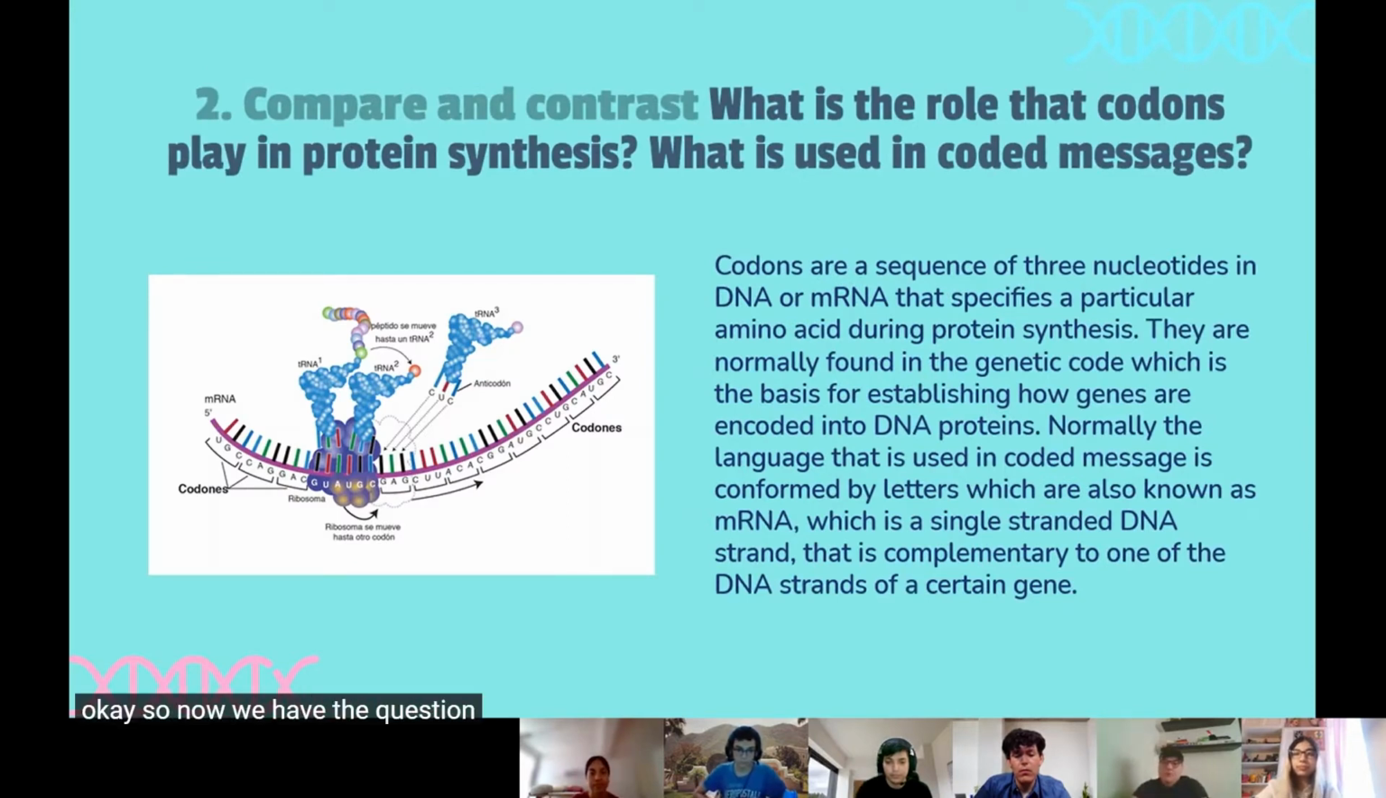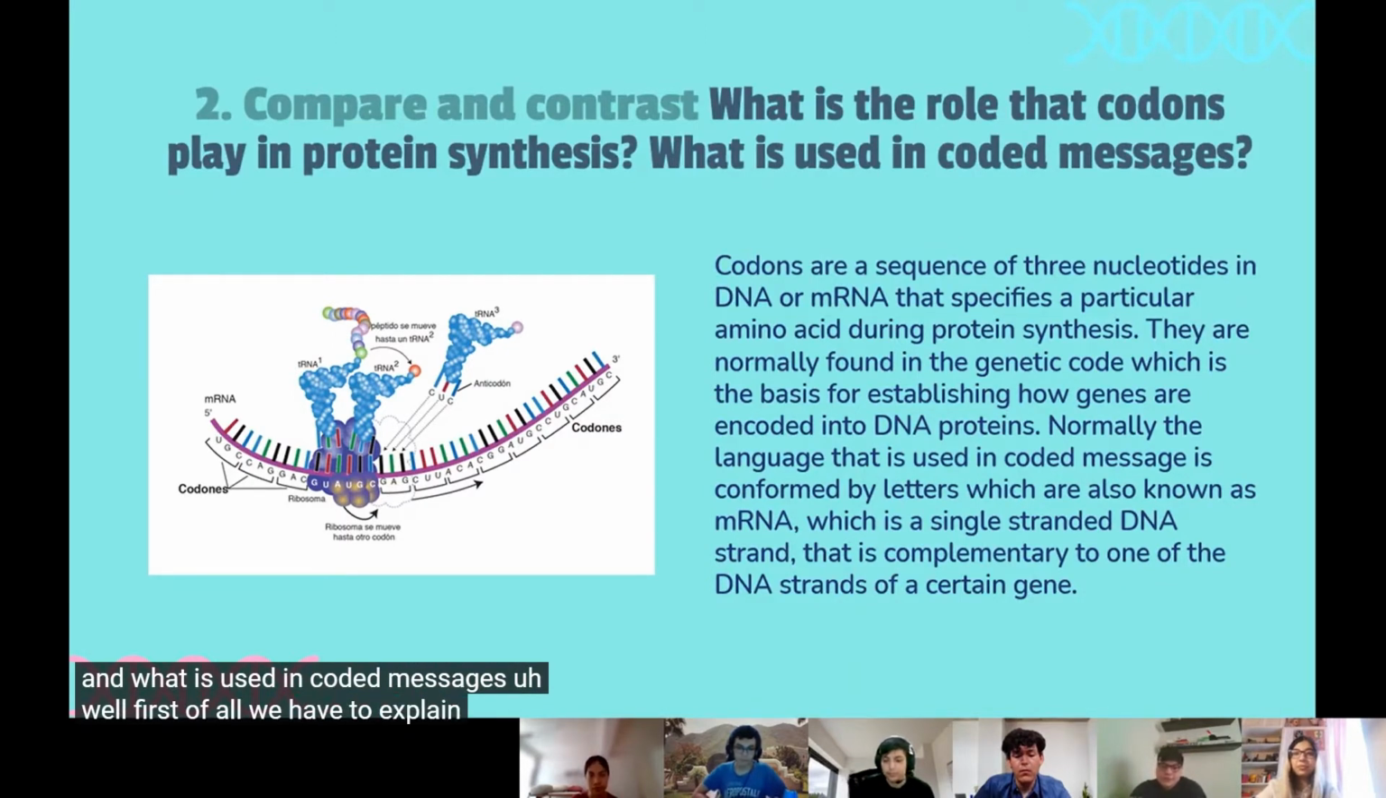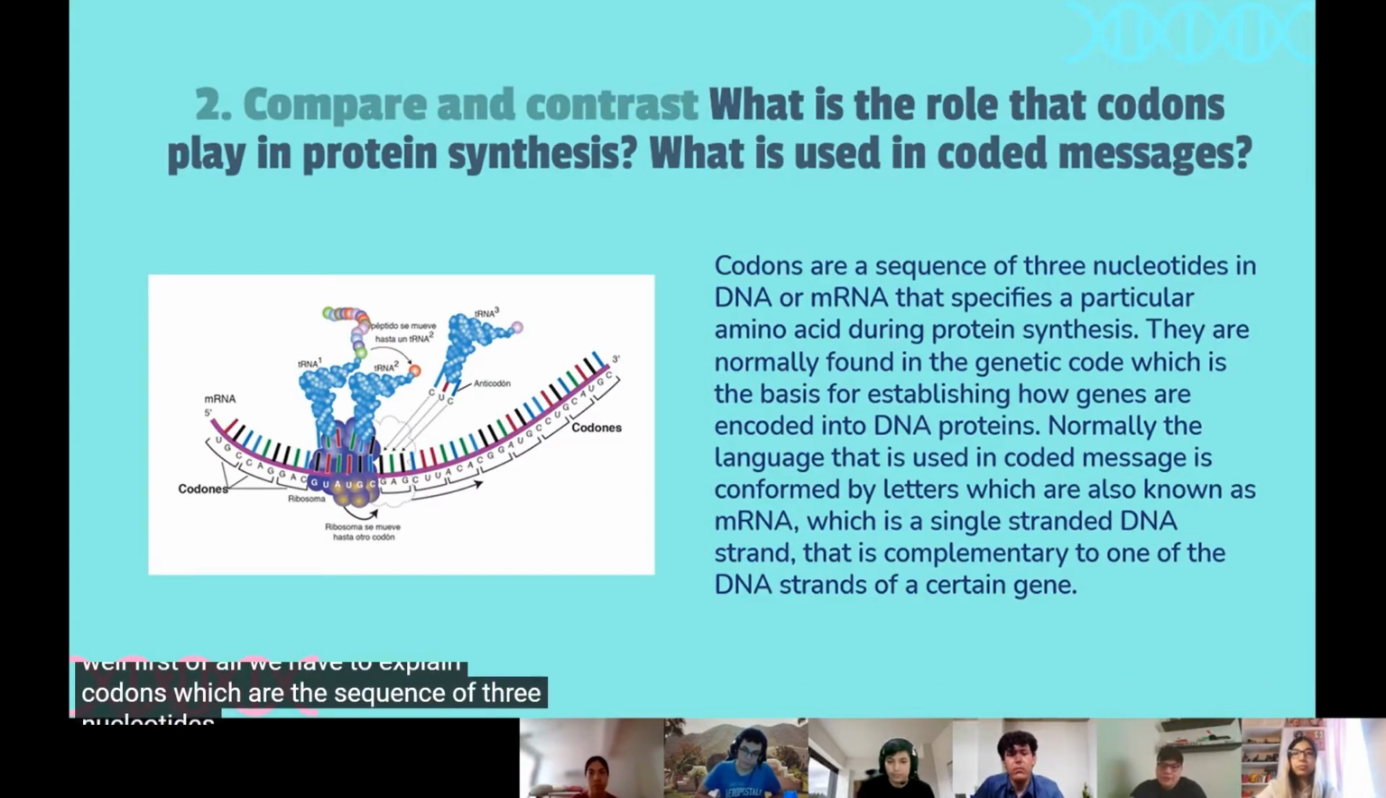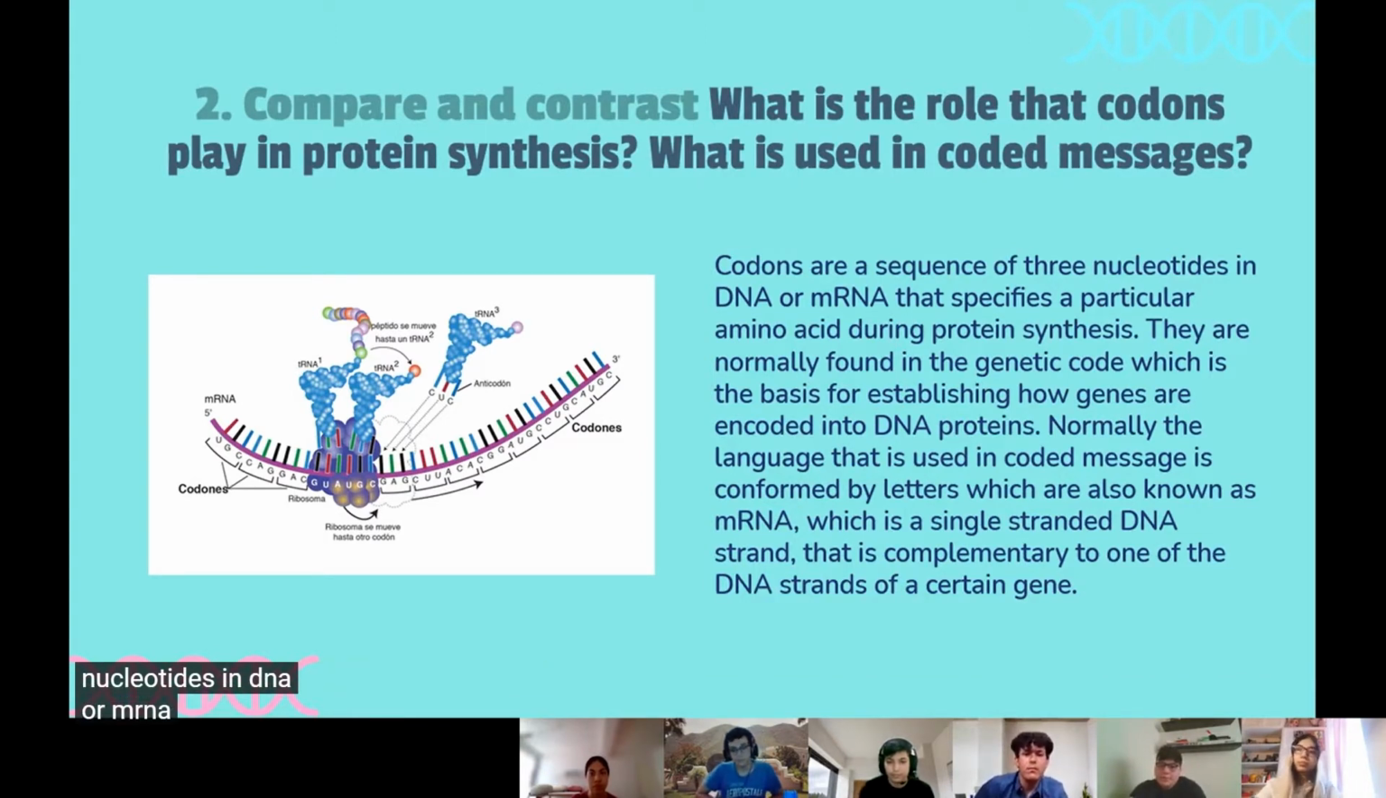Okay, so now we have the question: what is the role that the codons play in protein synthesis, and what is used in coded messages? Well, first of all, we have to explain codons, which are sequences of 3 nucleotides in DNA or mRNA that specify a particular amino acid during protein synthesis. They're normally found in the genetic code, which is the basis for establishing how genes are encoded into DNA proteins. So the codon is basically the part of the process in which proteins are made.